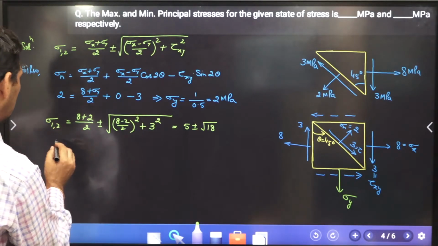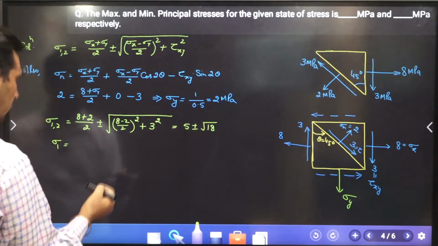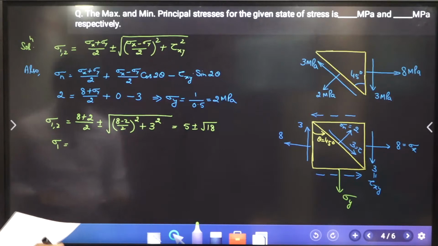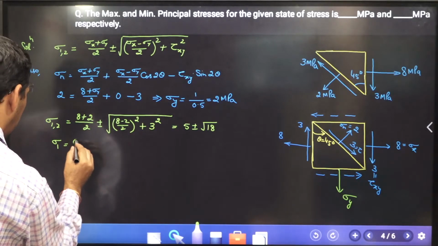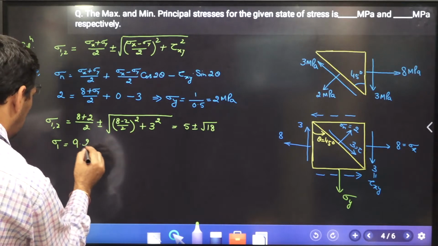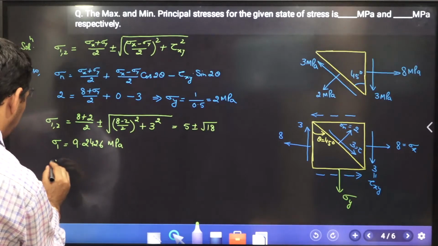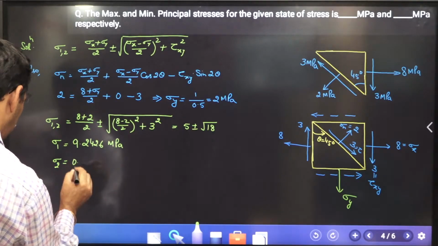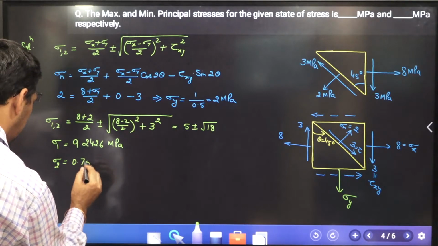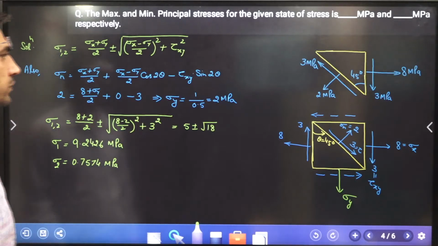Okay, good. So that means I'm going to have sigma 1 as 5 plus under root 18. Under root 18 will turn out to be 4.2426, so it will turn out to be 9.2426 megapascal. And when I take the negative sign over here, it will be 0.7574 megapascal. Okay, clear? So that is how we have to find it out.